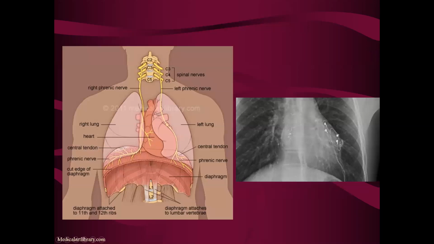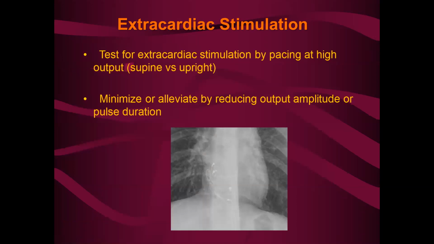So this diagram is just showing you where the phrenic nerve runs on the right and on the left side. And this X-ray is just showing you one of my patients who actually has phrenic nerve stimulation. When you look at the X-ray, you can see that the electrodes are positioned very laterally and therefore very close to the phrenic nerve. And so our way of getting around it is just to try and adjust the output setting to such a level that we hope we don't capture the phrenic nerve.